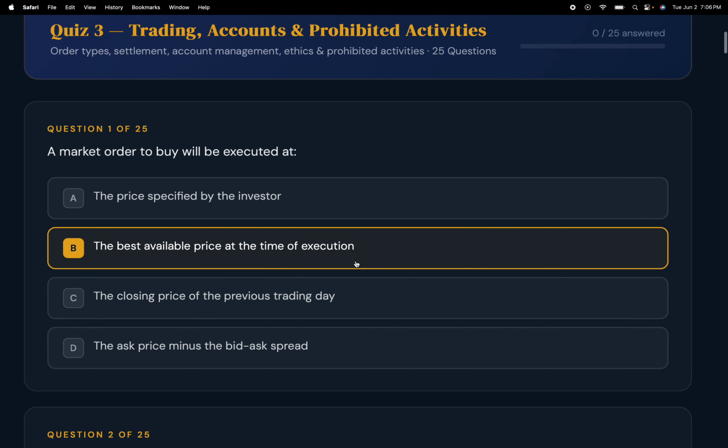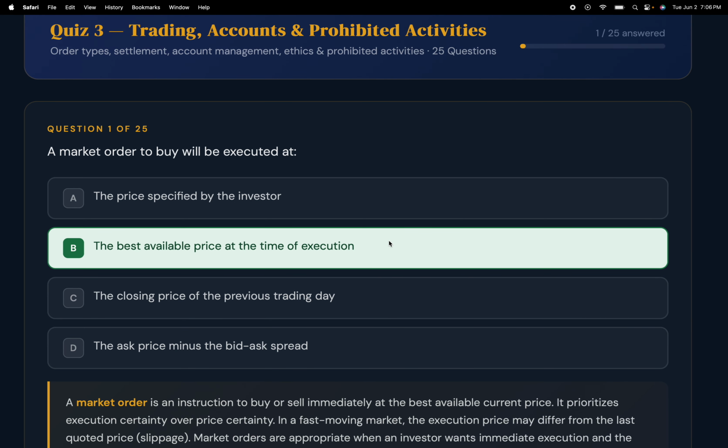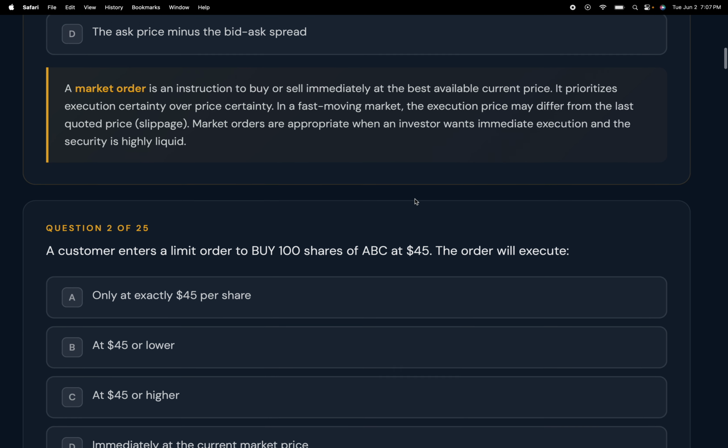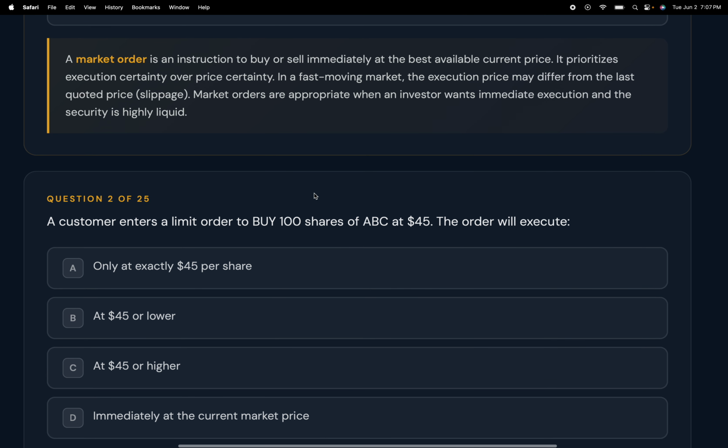All right, so a market order to buy will be executed at the best available price. So here's our one for your notes. Market order equals best available price. Best available price. Okay, time of execution. Buzzwords for the question.